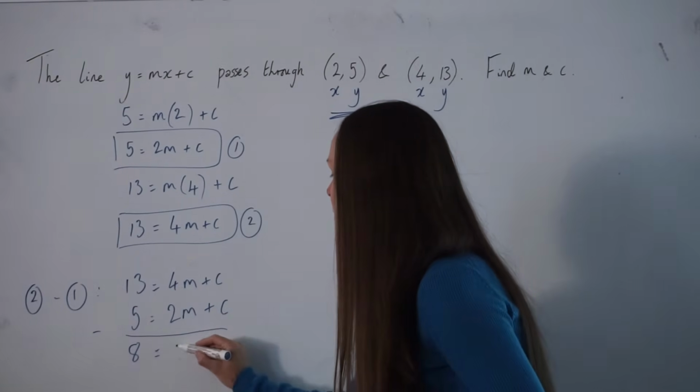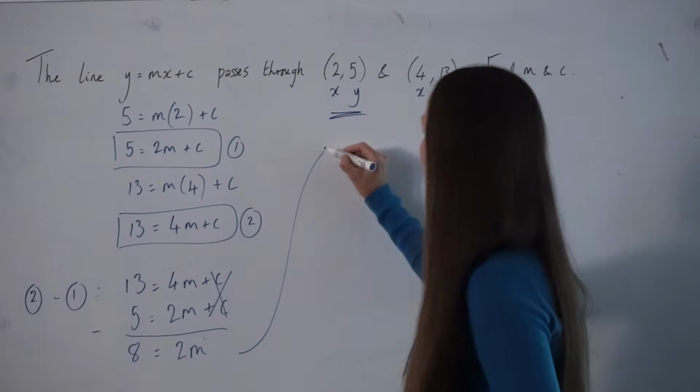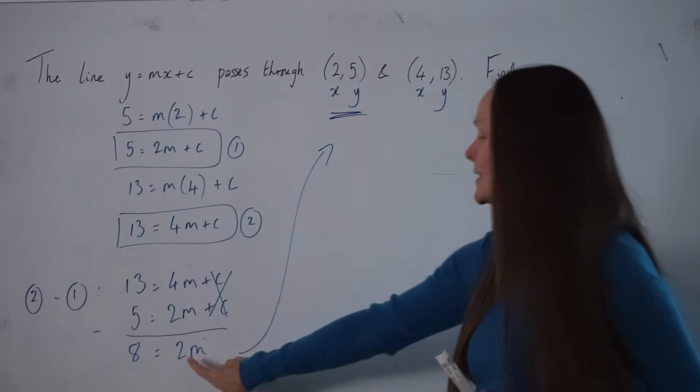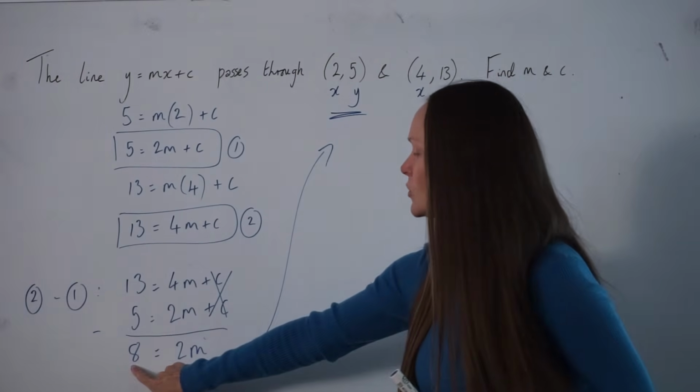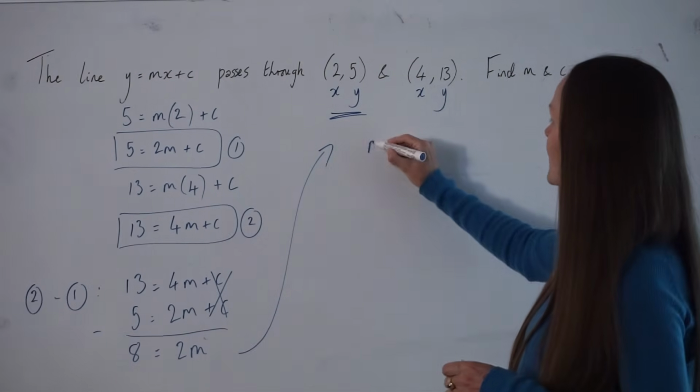4m take away 2m is 2m, and c take away c is 0. Then if we solve this equation here for m, we have to divide both sides of the equation by 2. So 8 divided by 2 is 4, so m is equal to 4.